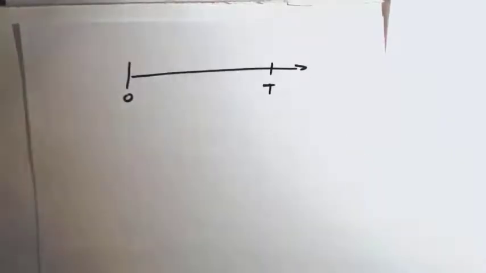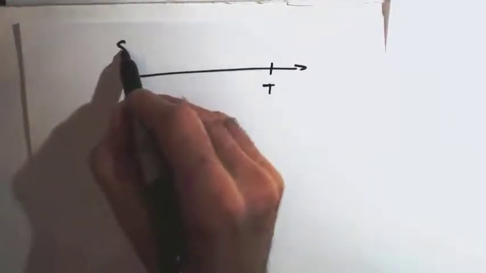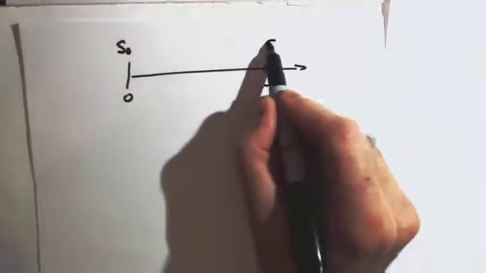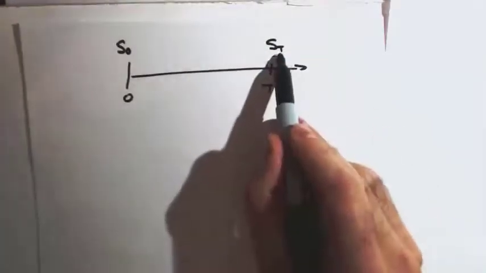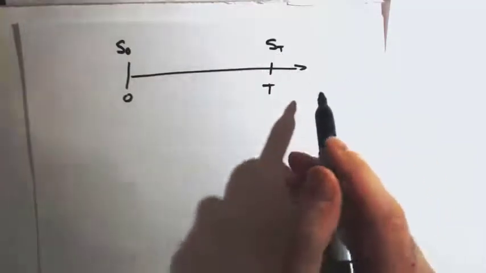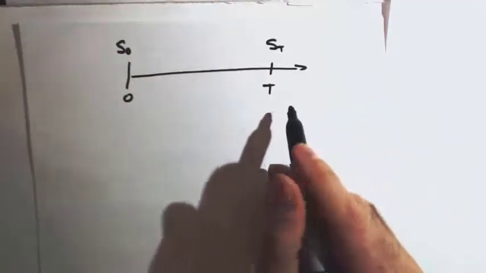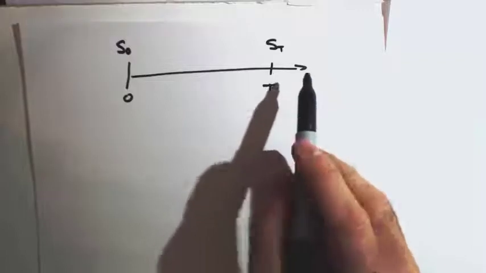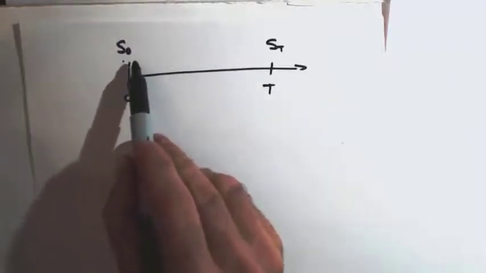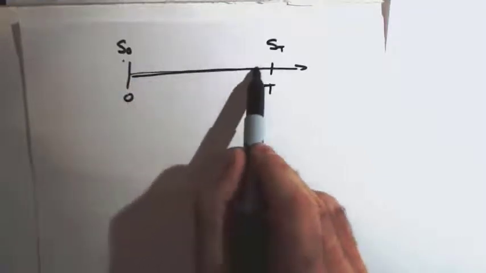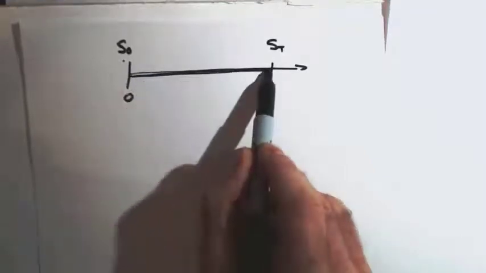So if we have an option, here's a timeline. We're looking at valuing the stock today, and then we want to value the stock at expiration, because we want to know what the value of the stock is at expiration, because that's going to determine the value of the option, whether it's in or out of the money. What we have to keep in mind is this stock price here will reflect any dividends the company pays over the life of the option.